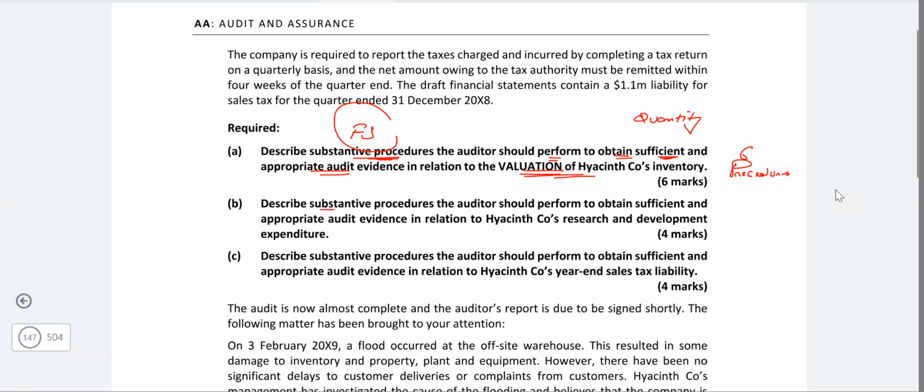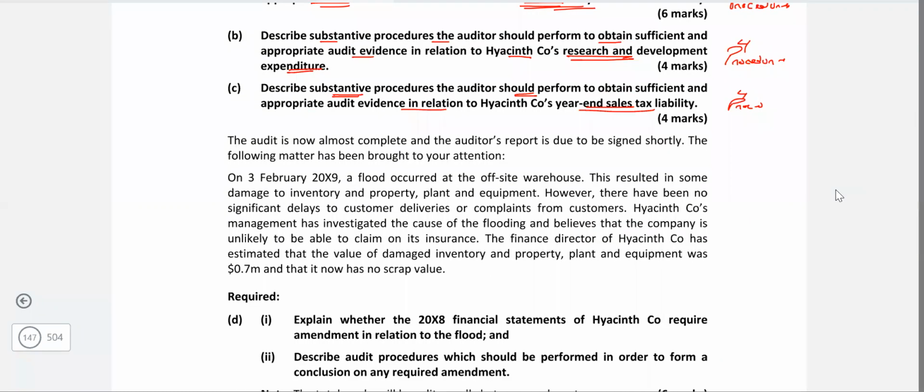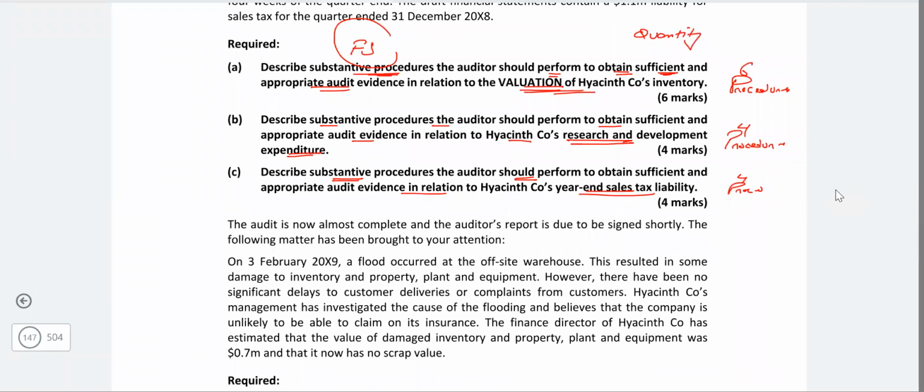Again, then we have describe substantive procedure the auditor should perform to obtain sufficient and appropriate audit evidence in relation to the Hyacinth company research and development expenditure. 4 marks means 4 procedures. And then we have describe substantive procedure the auditor should perform in relation to the Hyacinth company's year-end sales tax liability. 4 marks means again the 4 procedures. So these are the things that are being given to you in the exam in relation to the substantive procedure.